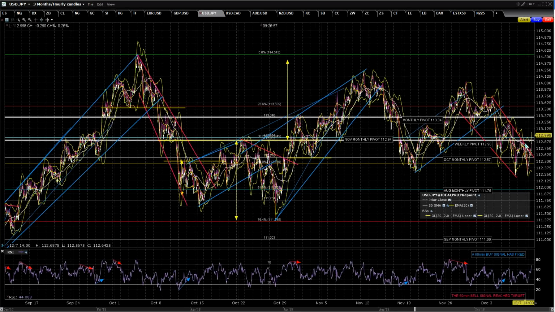JPY had a falling wedge and it's broken up from that. Might just be a retracement, but we're on a 60-minute buy signal. That's now reached the possible near miss target since I was amending the chart this morning.